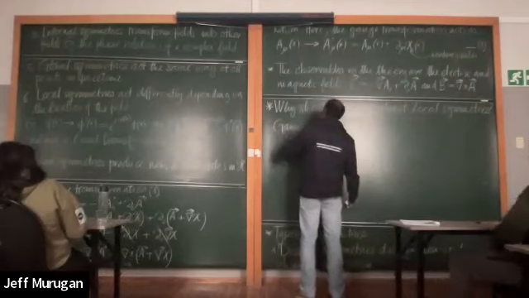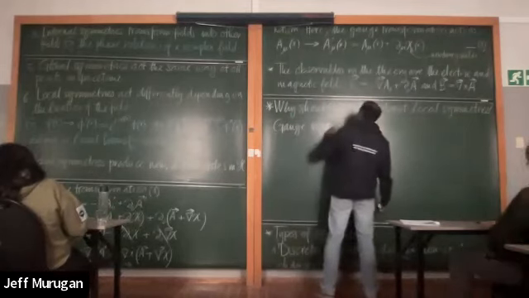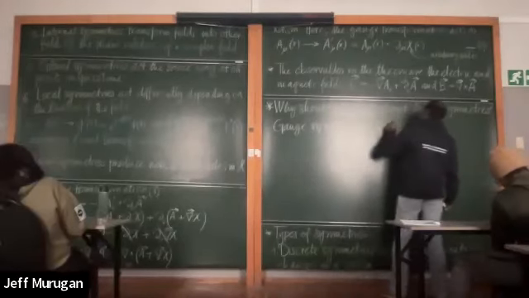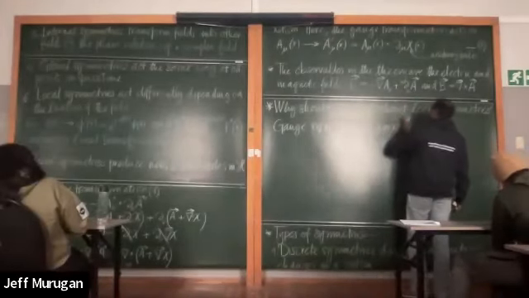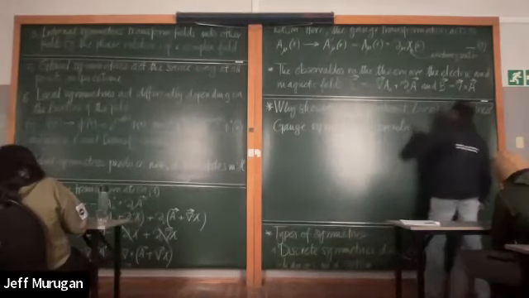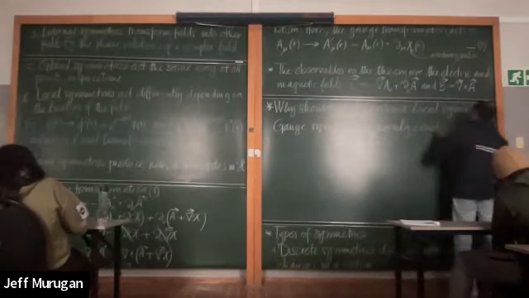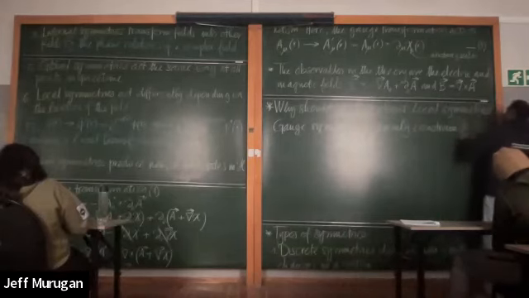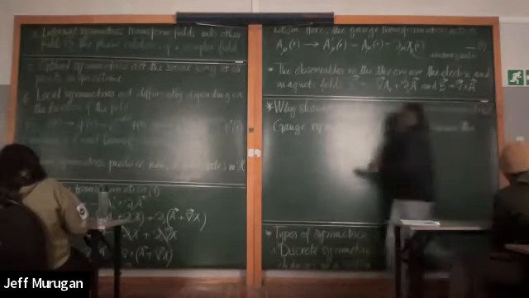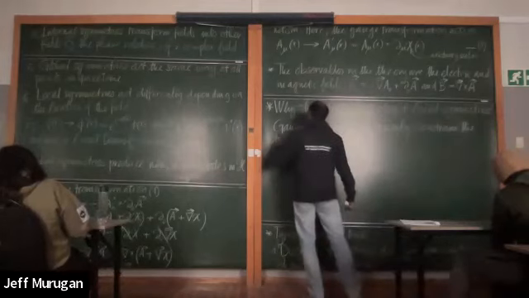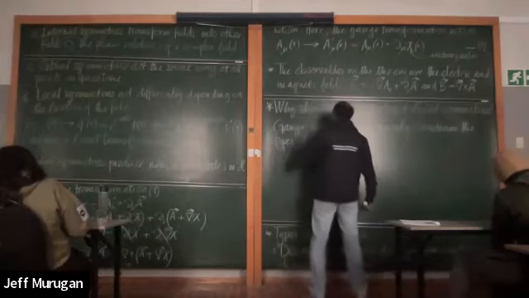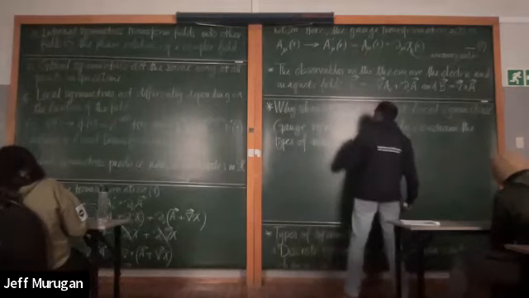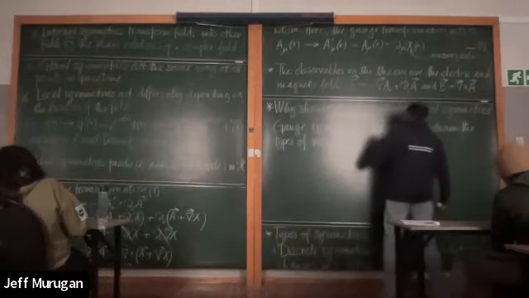Gauge symmetries severely constrain the types of interactions that we are allowed.